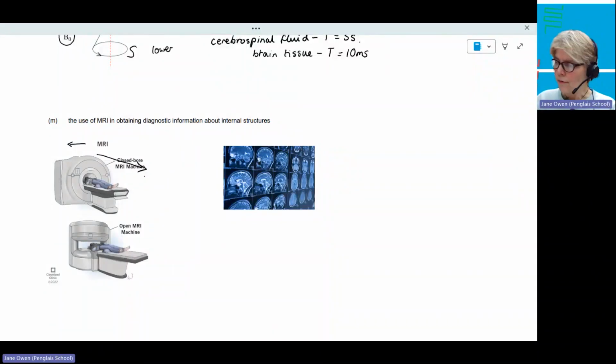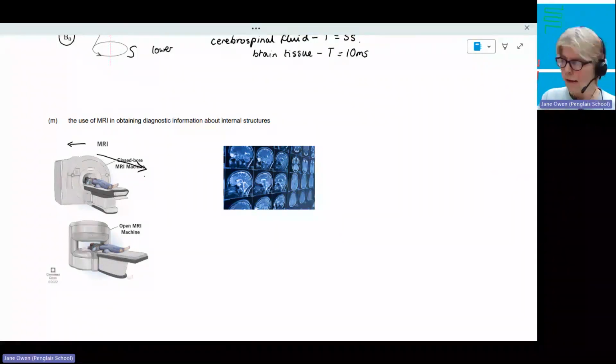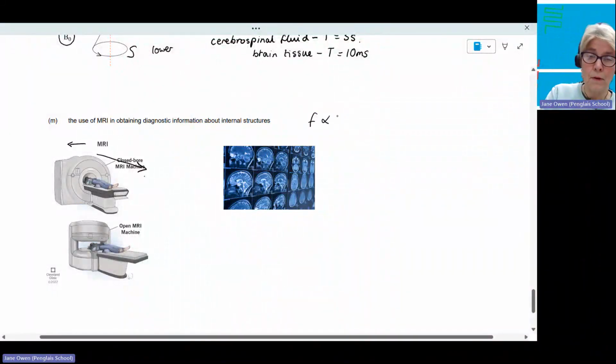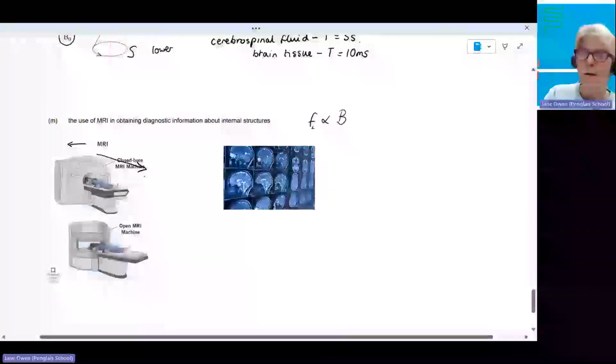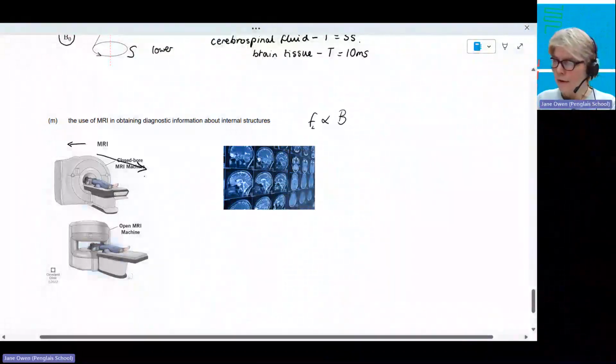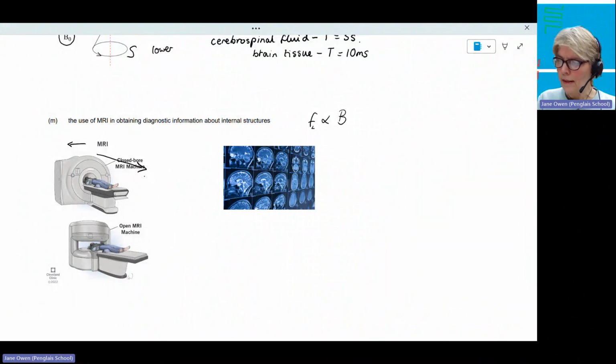So that's the secret to have a non-uniform magnetic field along the body's axes and radially, because we know that the Larmor frequency, sometimes with a little l, is proportional to the magnetic field. So the different tissues can be located along the length and the width.